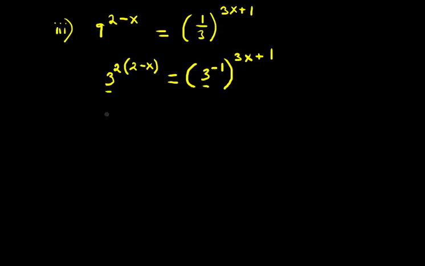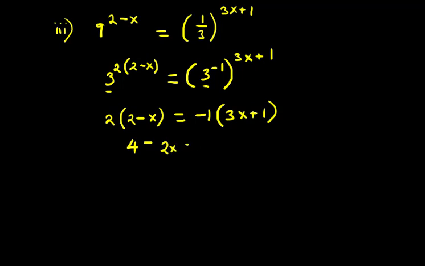Equating the powers we have 2, in brackets 2 minus x, being equal to negative 1 multiplied by 3x plus 1. Expanding this, we have 4 minus 2x equal to negative 3x minus 1.